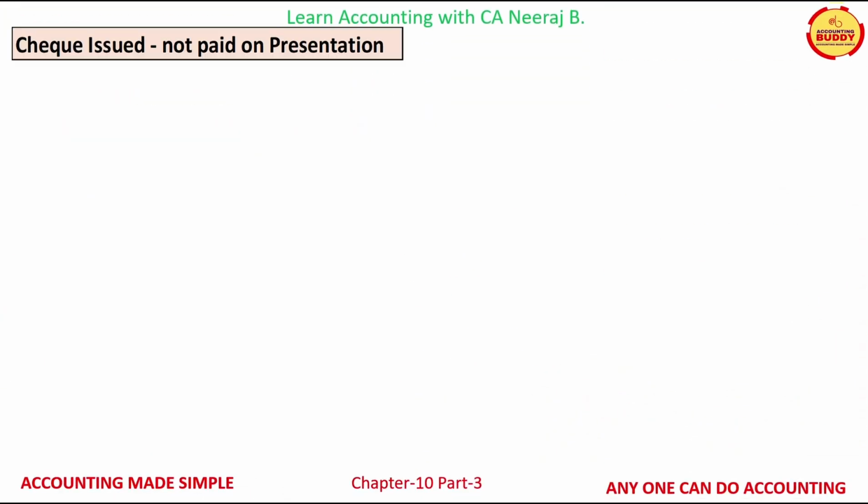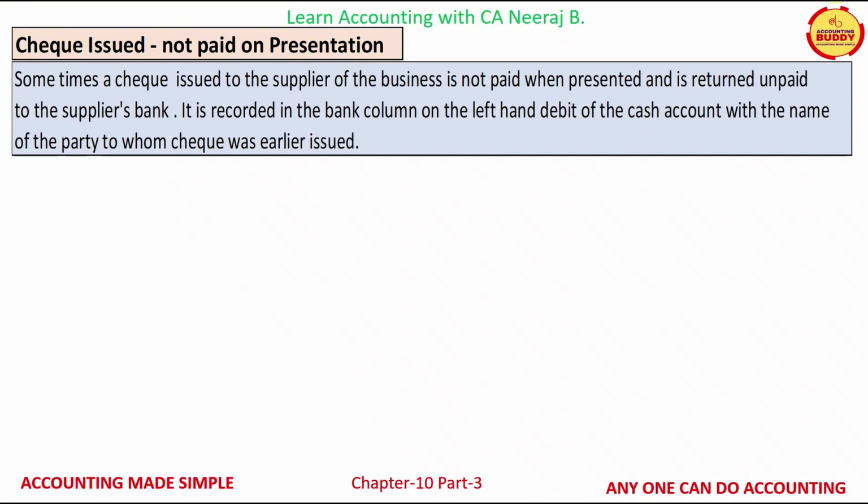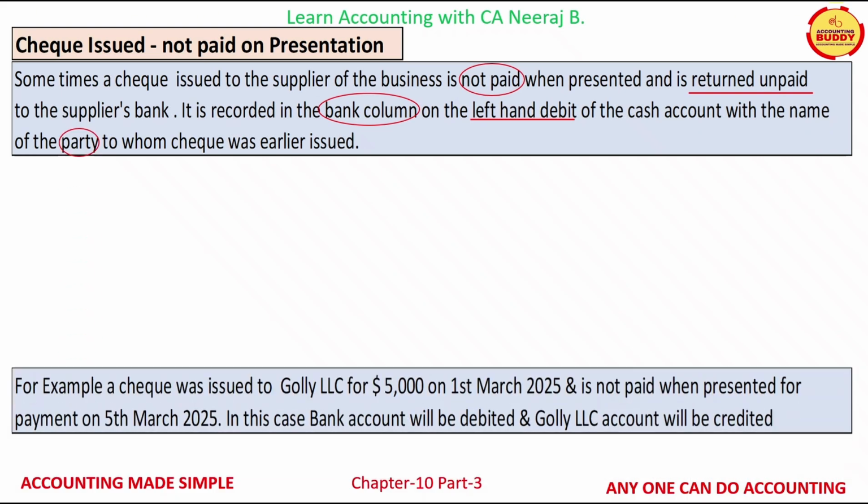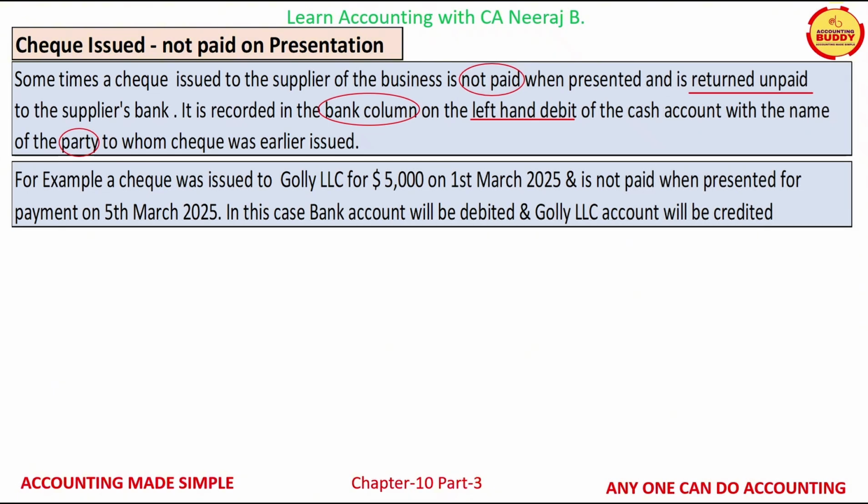Let us learn the situation when the check is issued but it is not presented for payment. Sometimes a check issued to the supplier of the business is not paid when presented, and is returned unpaid to the supplier's bank. It is recorded in the bank column on the left-hand debit side of the cash book with the name of the party to whom the check was earlier issued. For example, a check was issued to Guli LLC for $5,000 on 1st of March 25 and is not paid when presented for payment on 5th of March 25. In this case, bank account will be debited and Guli's account will be credited.